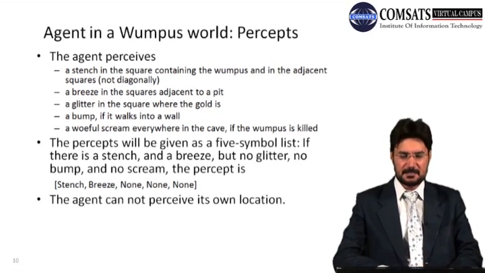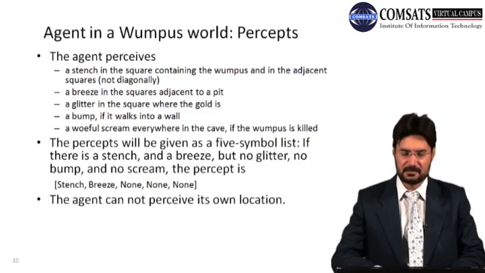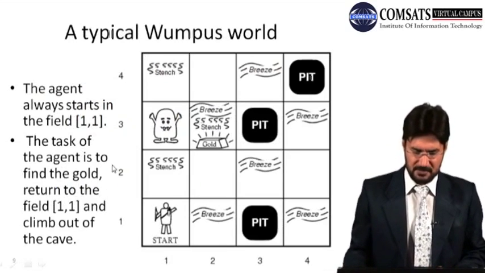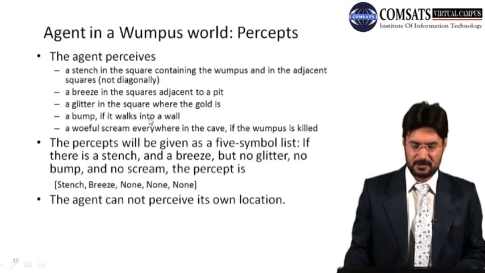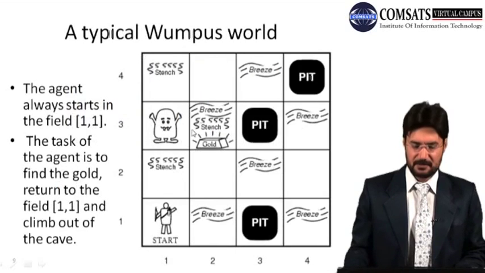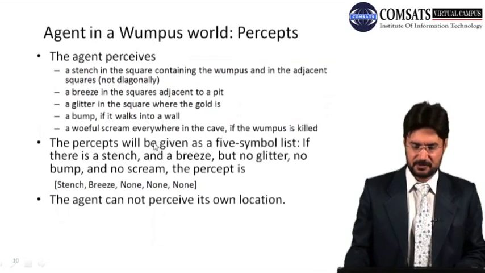The agent perceives a stench in a square containing the wumpus, and in the adjacent squares, not diagonally. So as I mentioned here, when there is a beast, the wumpus, then there will be a stench, and it will be in the rooms or the squares which are connected to it, but not diagonally. So if it is in diagonal, these will not be affected, only the ones which are directly connected to it.